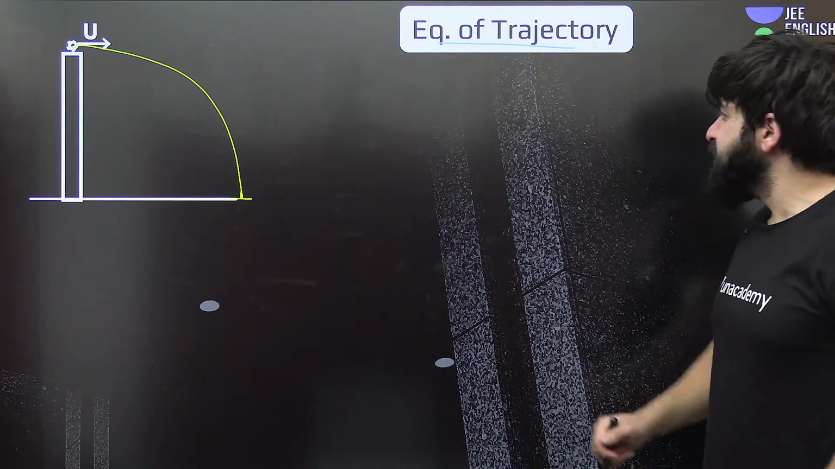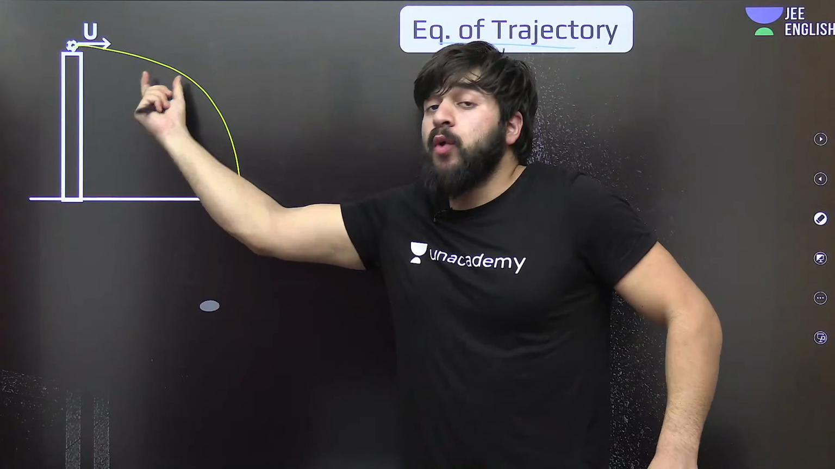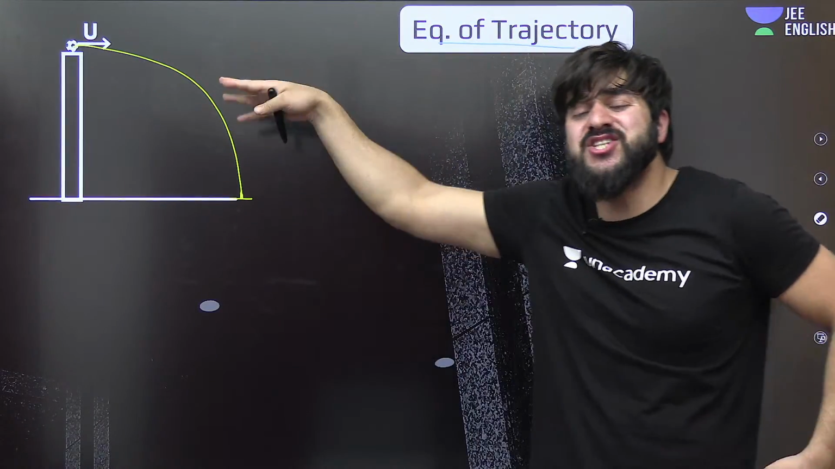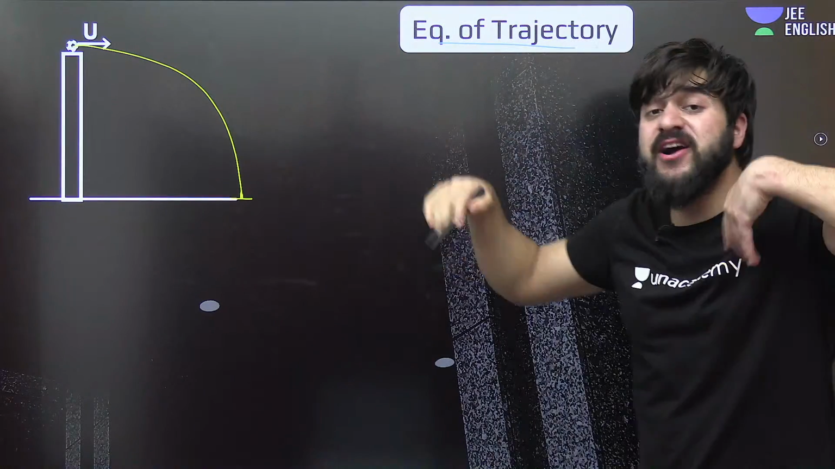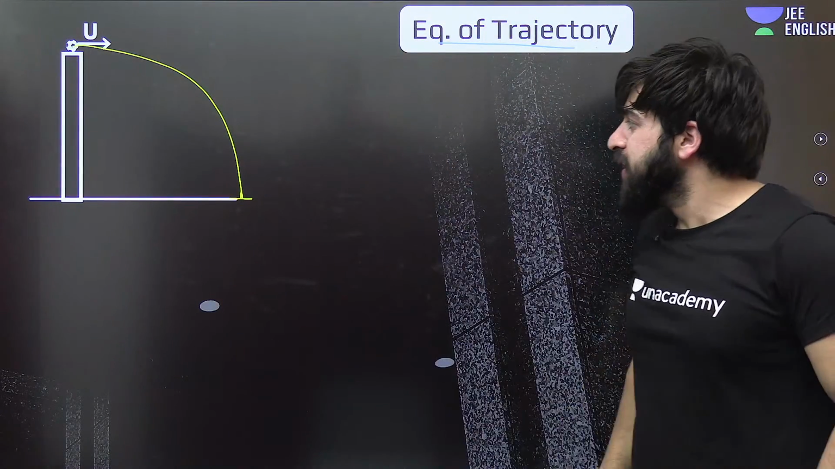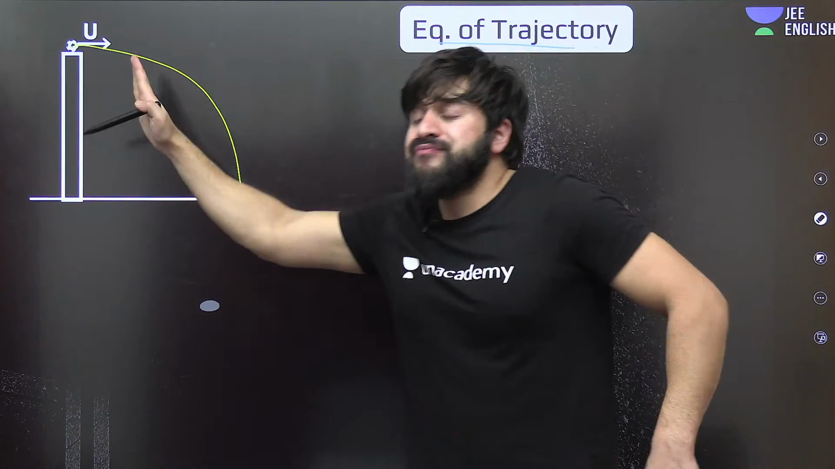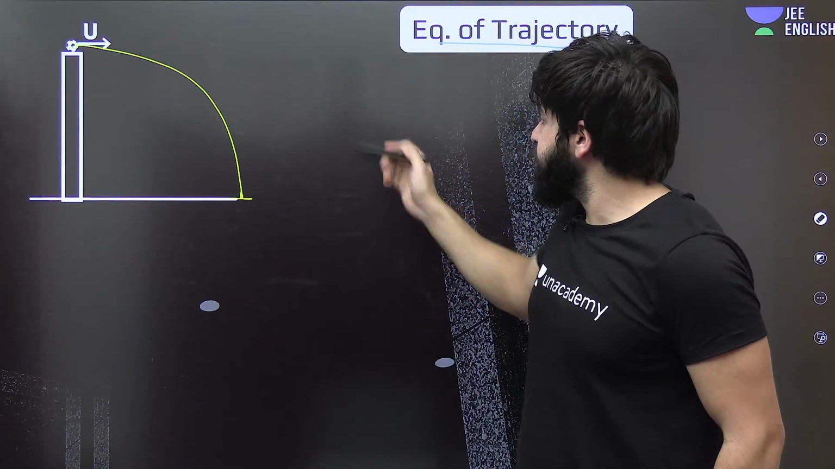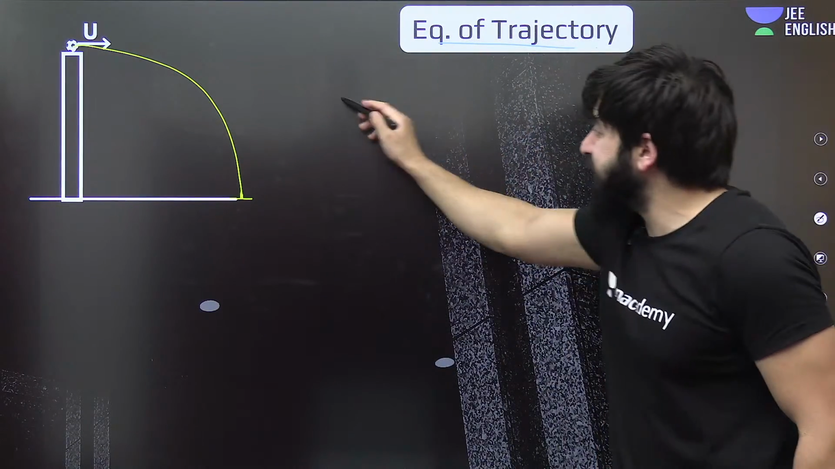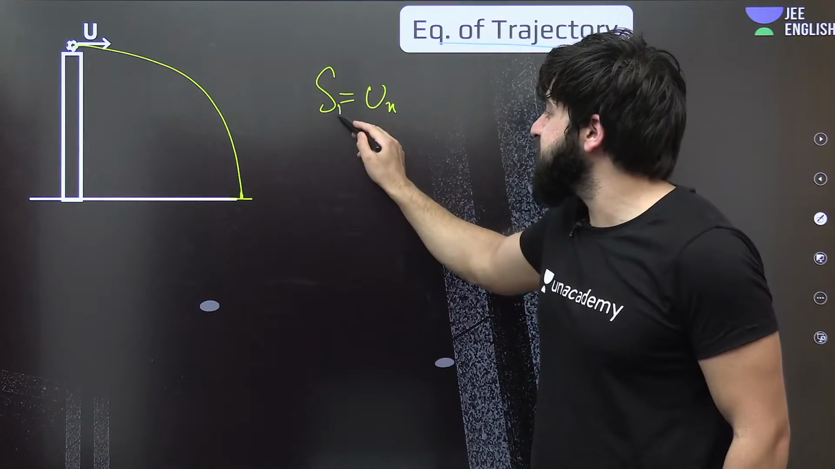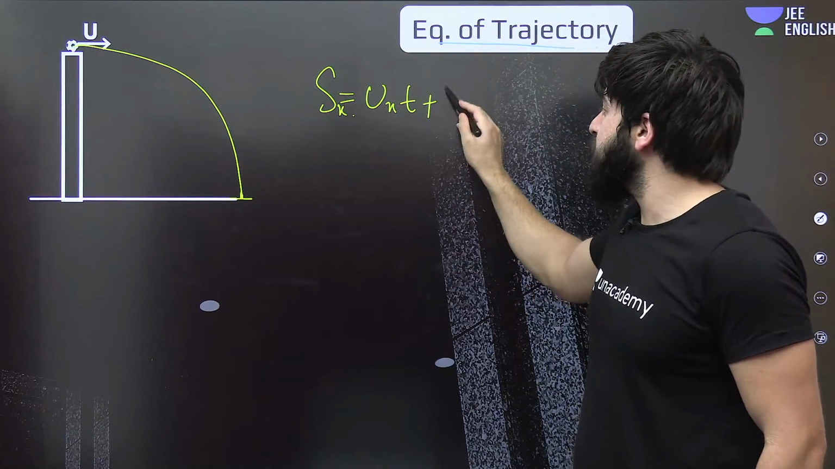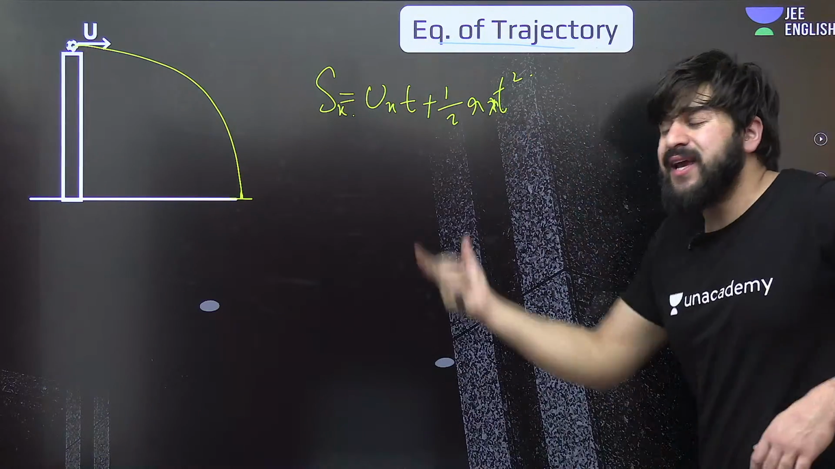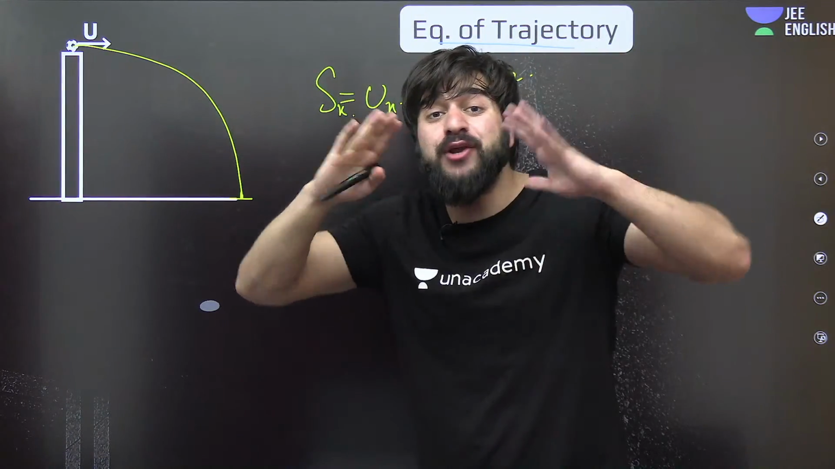How can we exactly? We need to check y as a function of x, with what rate y is changing with x. Now if we use the equation in x direction, that is sx is equal to ux t plus 1 by 2 ax t square, by using this equation we'll get the value of x.